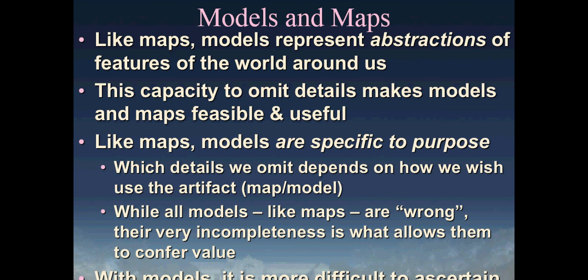They hide details that we don't think are terribly relevant to the phenomena we're interested in understanding or changing, and to allow us to think through the situation more simply, more clearly. And it's the capacity to omit these details that makes models and maps feasible and useful. I mean, the fact that a map explicitly excludes a lot of types of information is really valuable.